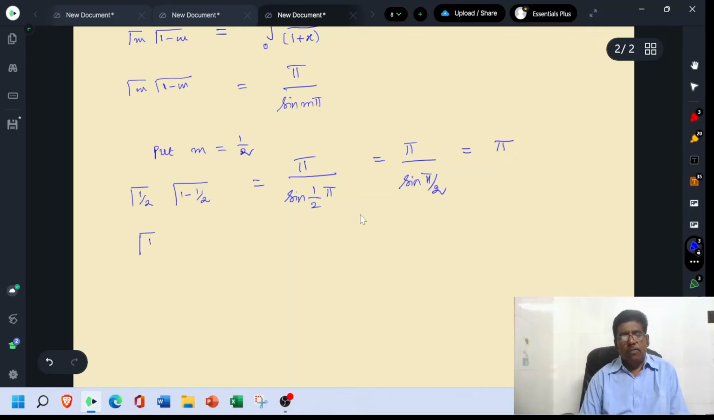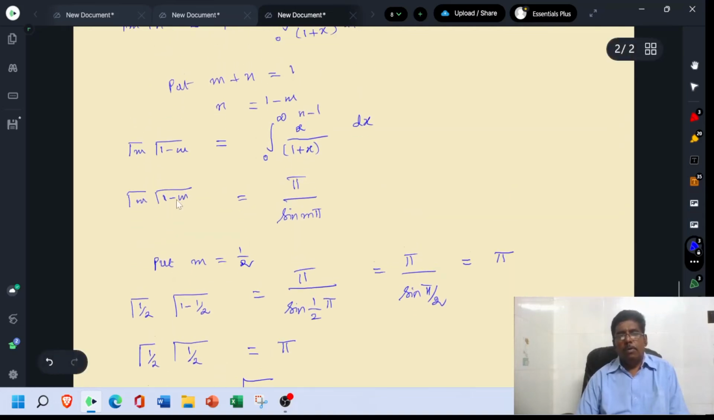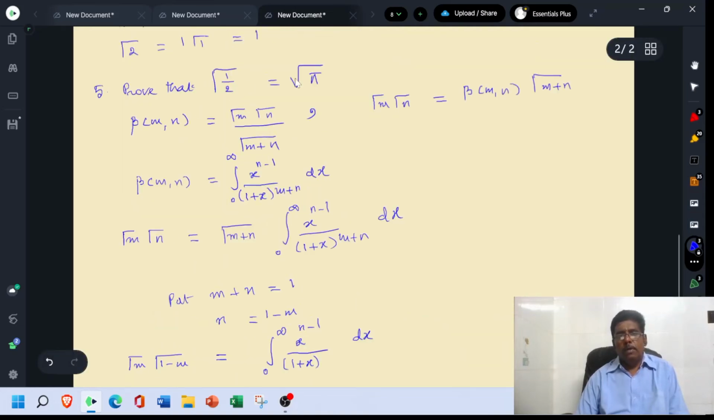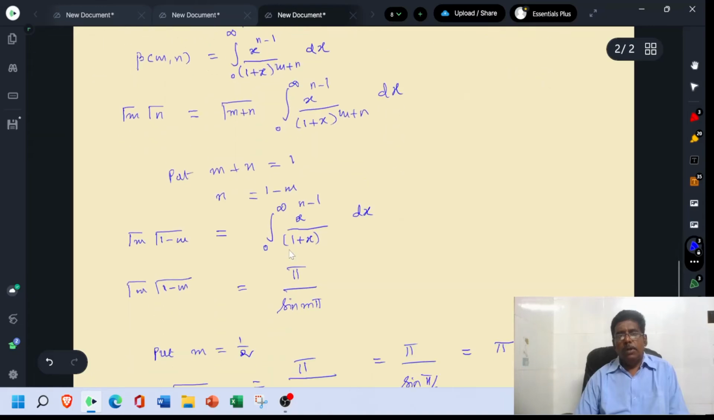The left hand side is gamma of 1 by 2 into gamma of 1 minus 1 by 2, which is also gamma of 1 by 2 into gamma of 1 by 2, equal to pi. Therefore, gamma of 1 by 2 is equal to root pi. Now we have proved this value, gamma of 1 by 2 equal to root pi.